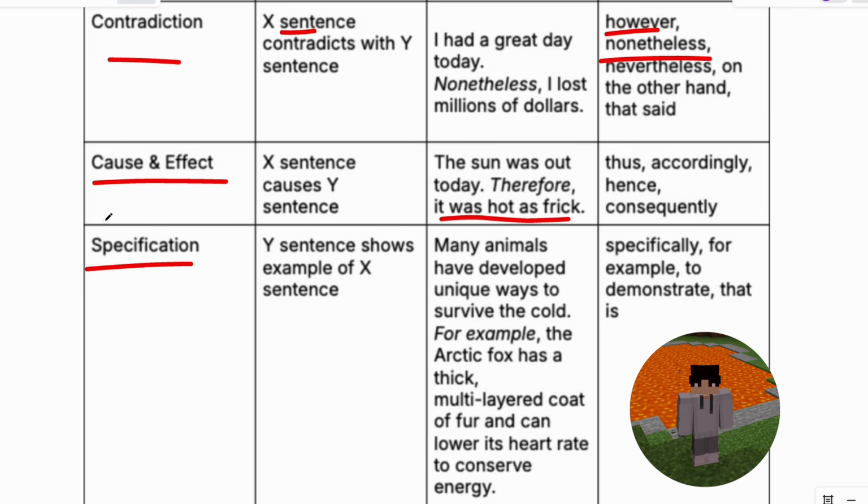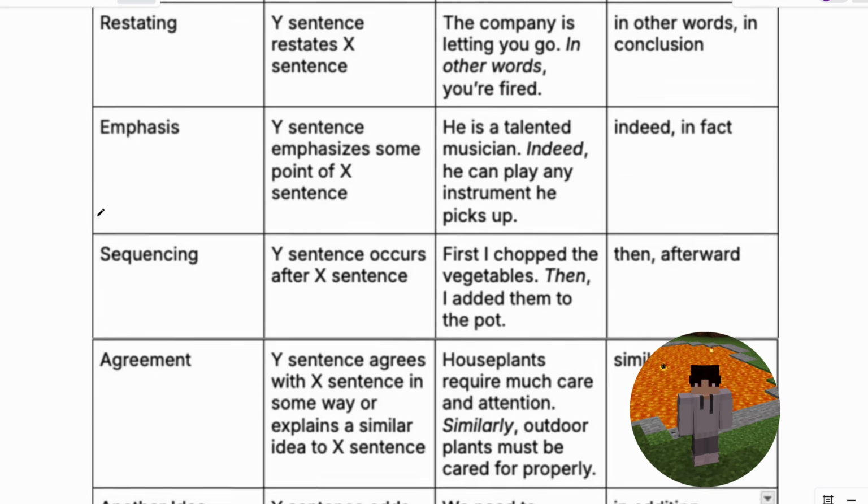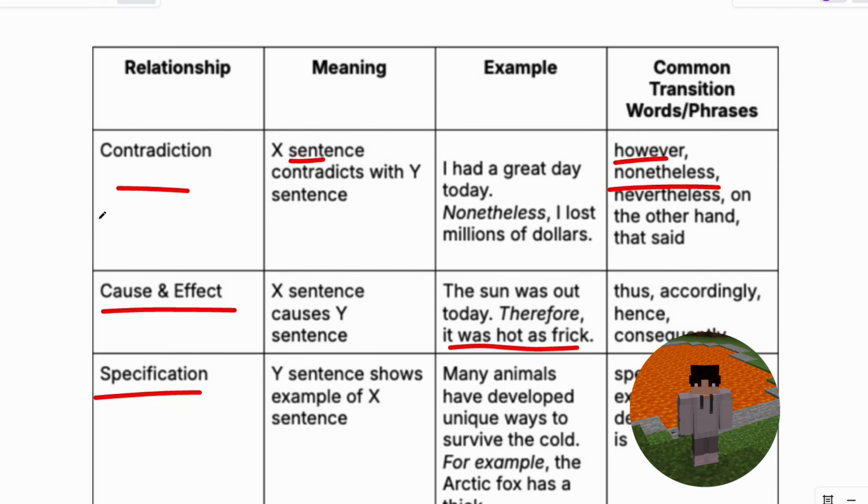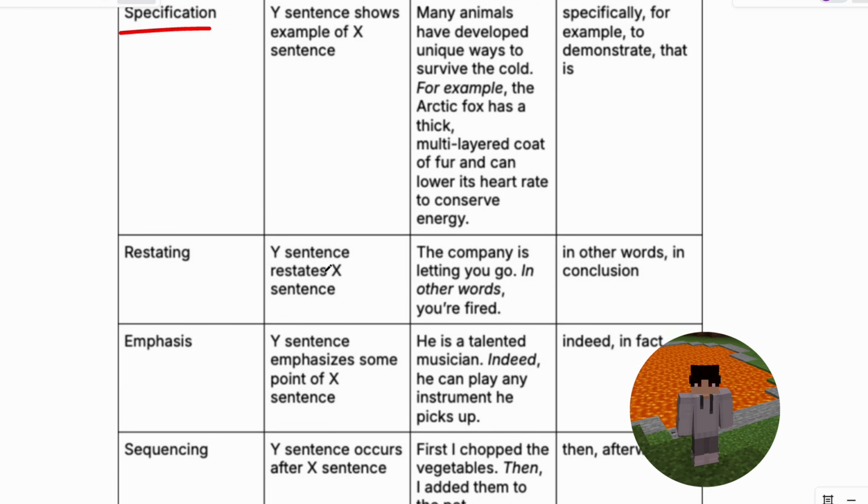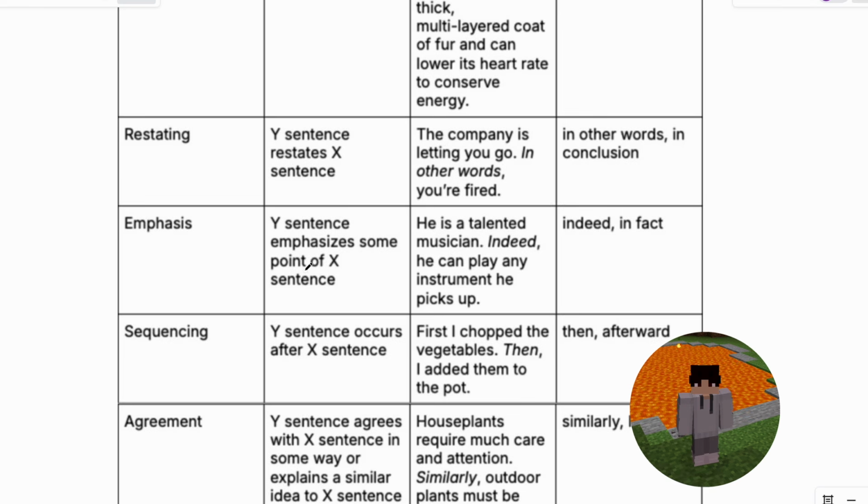In your mind, when you make your prediction, it should basically fall into one of these different categories. And then once you actually select the answer, it should just be an answer choice that matches the category as well. Now we also have restating. This means the second sentence basically provides a different way of describing what was in the previous sentence. You can see that here. Emphasis. The second sentence emphasizes some points, like with the word indeed or in fact.